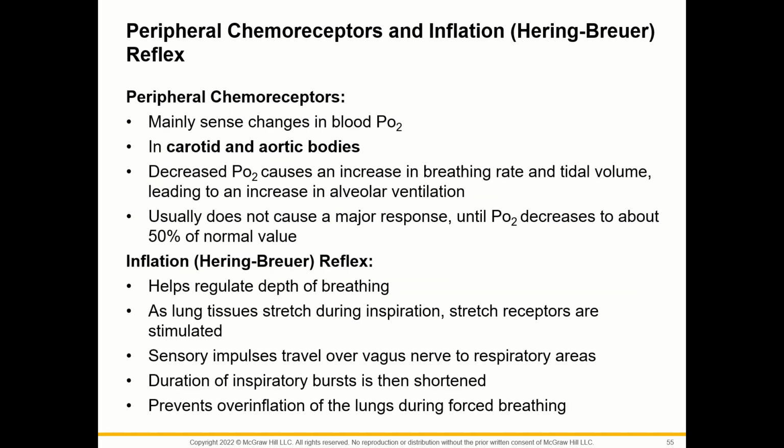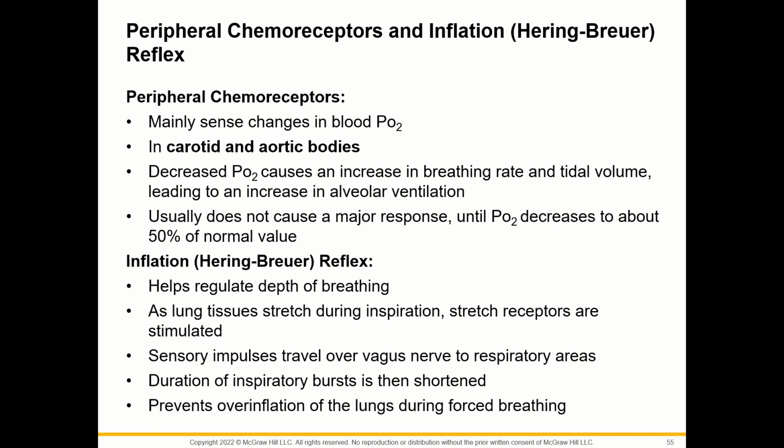All right, so there's a reflex of the peripheral chemoreceptors and the inflation reflex. The peripheral chemoreceptors mainly sense changes in the blood oxygen levels. They're in your carotid and aortic bodies. Decreasing oxygen levels cause an increase in breathing rate and tidal volume, leading to an increase in alveolar ventilation. It usually does not cause a major response until the partial pressure of oxygen decreases to about 50% of normal value. Wow.